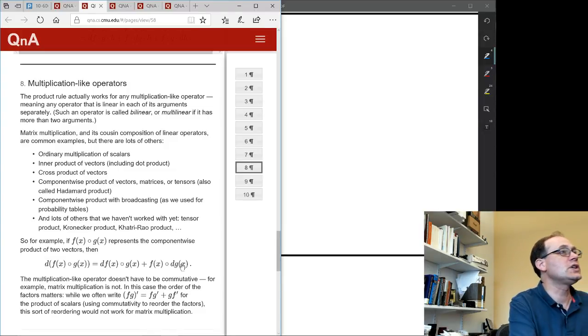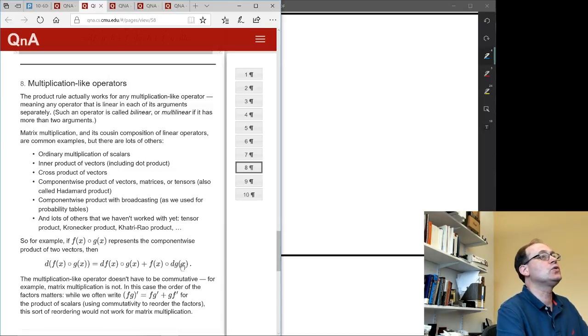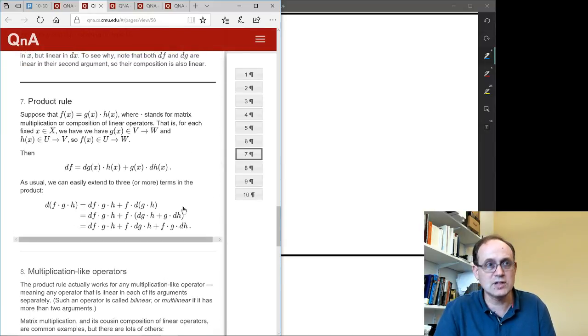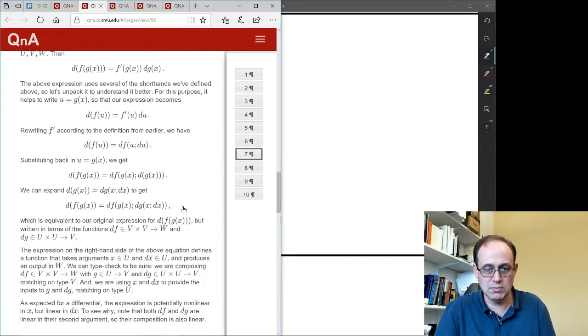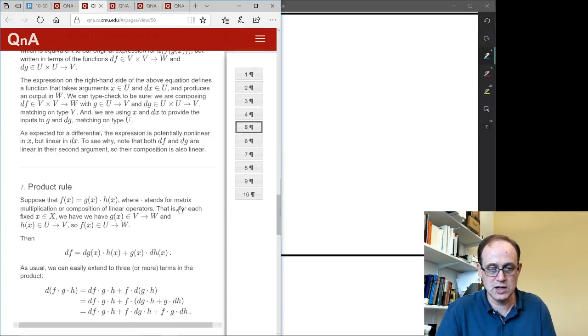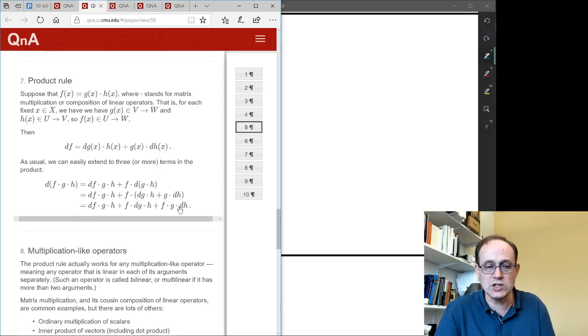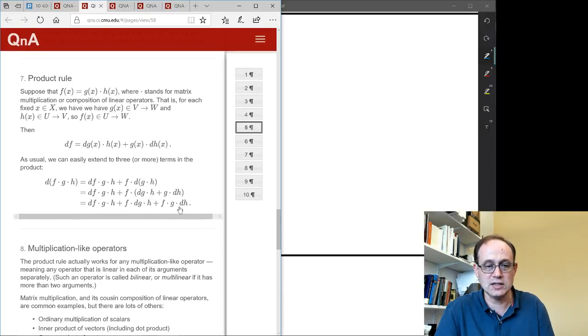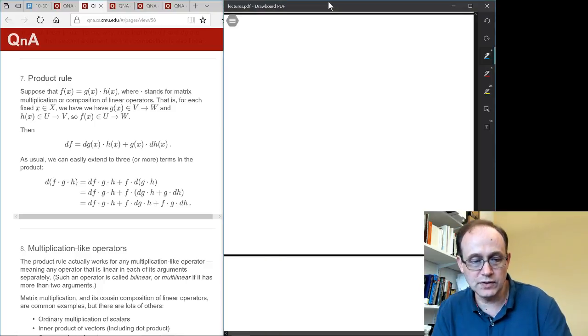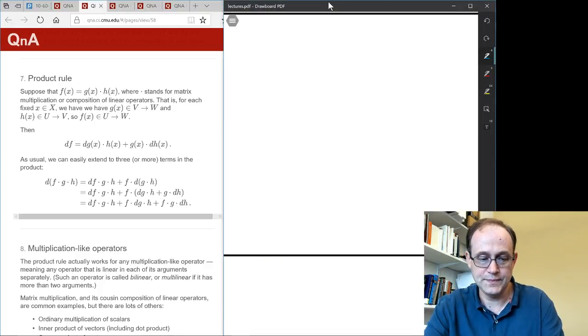So there's a question on Piazza. In the product rule, how is the mapping of vector spaces decided for g and h? I'm not sure I understand that question. So if someone can expand on it a bit. But I guess the question is just for me to type check this expression. That makes a lot of sense, so let's go ahead and do that.